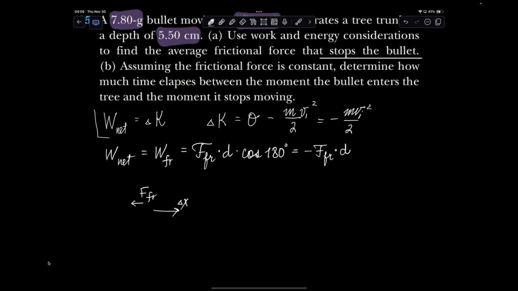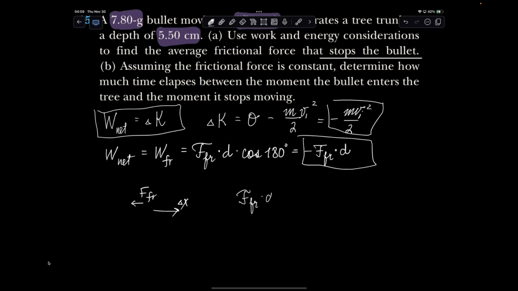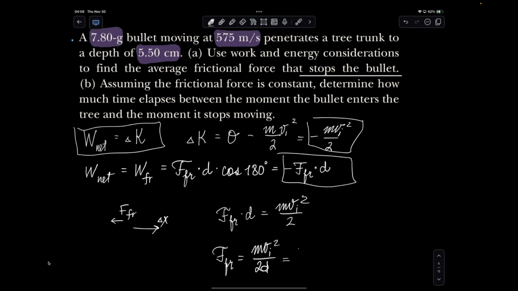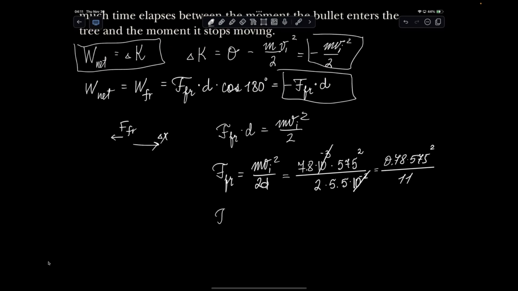Because net work equals change in kinetic energy, and that is my net work, I can just say force of friction times d equals mv initial squared over 2. And then force of friction itself is going to be mv initial squared over 2 over distance. Then we have our mass of 780, so 7.8 times 10 to the negative third, because it has to be in kilograms, times 575 squared. So force of friction is 2.42 times 10 to the fourth newtons.